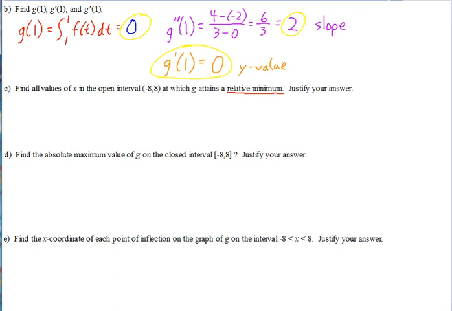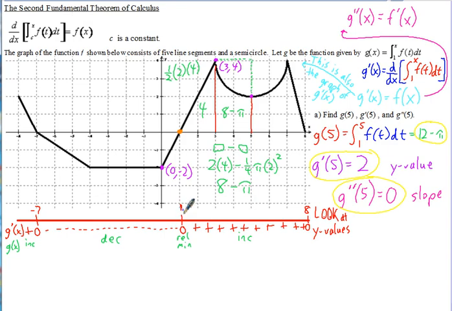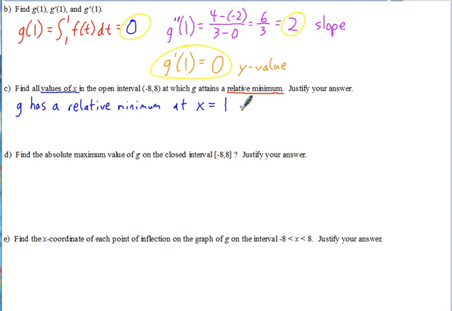So now we can say G has a relative minimum at x equals 1. We're only asked for the values of x, so we don't need the whiteboard there. And the way we justify our answer is since G prime of x changes from negative to positive at x equals 1.